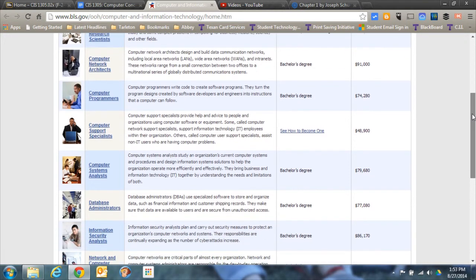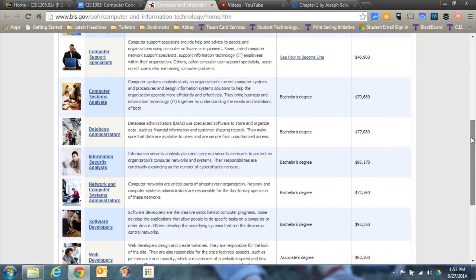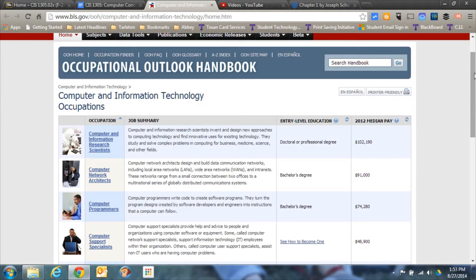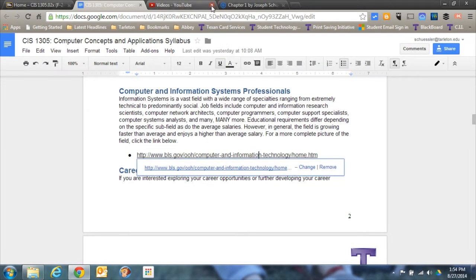The educational requirements as well as the salary expectations vary significantly depending on the field that you end up in. So if information systems seems somewhat interesting but you're not quite sure exactly what it is, take a look through some of that content there.